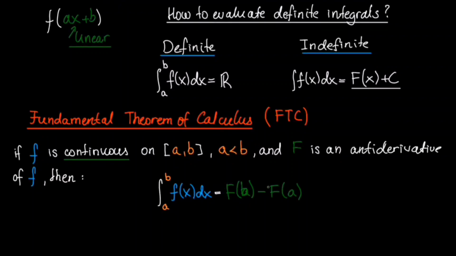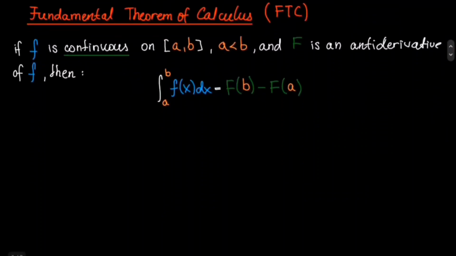Please note that this here is capital F. It means you plug your values of b and a into the antiderivative function. Once you plug in b into the antiderivative function, and then you plug in a into the same antiderivative function, and subtract them, you're going to get a real value. And that value is the answer to your integral. The purely mathematical definition and theorem might seem a bit confusing, so let's use an example to break it down step by step.